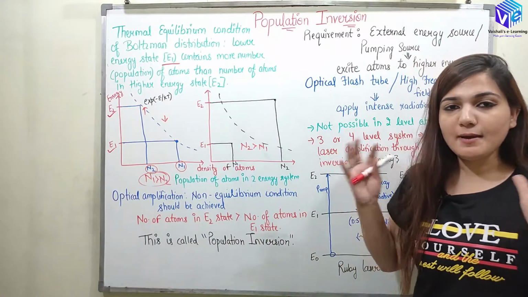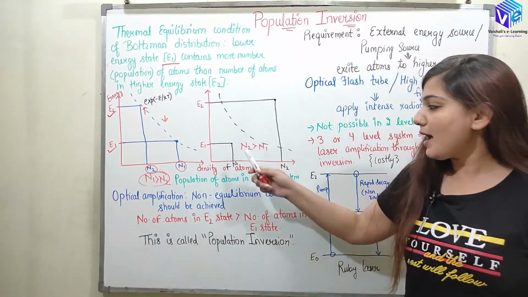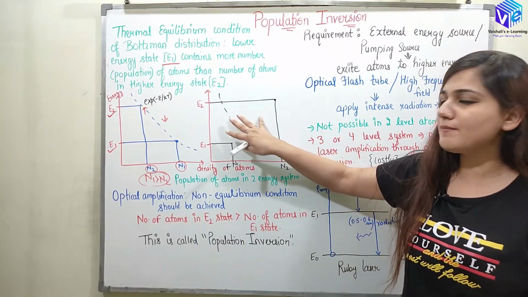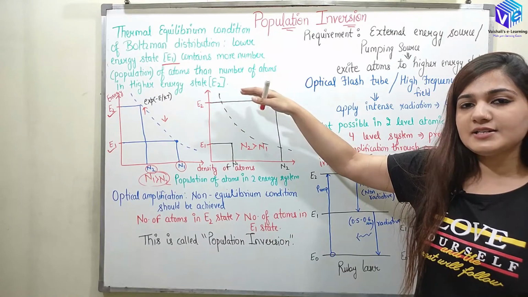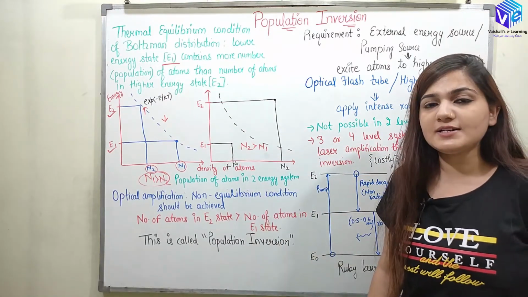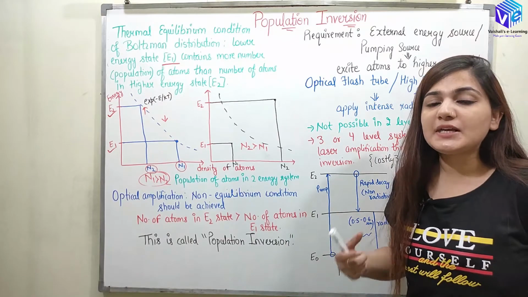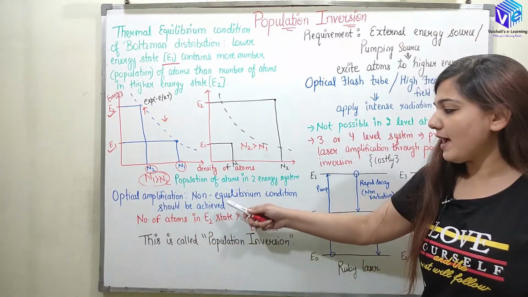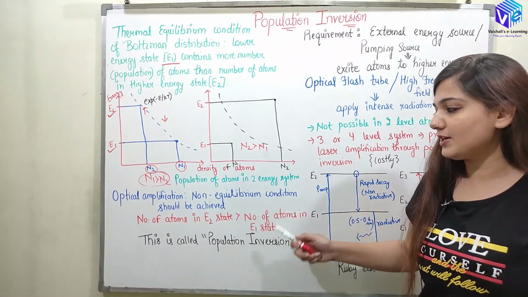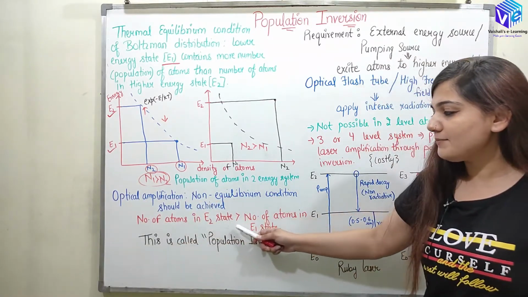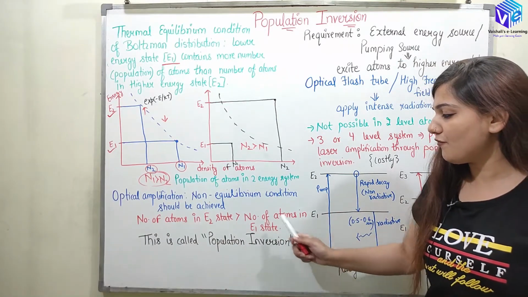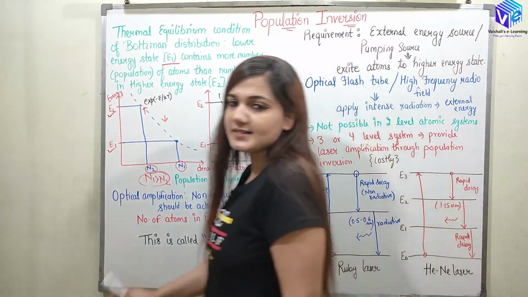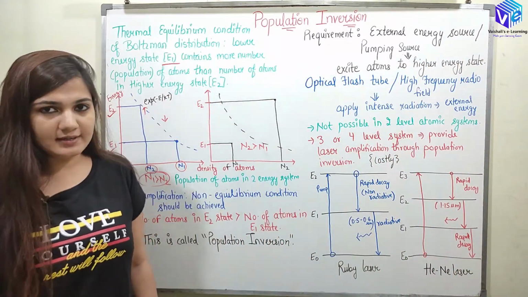So what happens when I want optical amplification? I want a non-equilibrium condition. When I have more atoms in the higher energy state and fewer atoms in the lower energy state, at that time optical amplification will happen. So optical amplification happens in the non-equilibrium condition, when the number of atoms in the E2 state is higher than the number of atoms in the E1 state. I hope you understood it. And this phenomenon itself is termed population inversion.